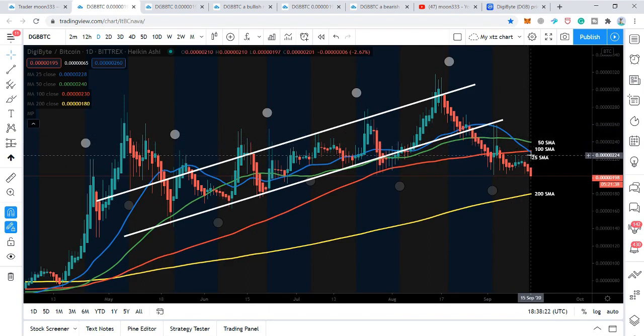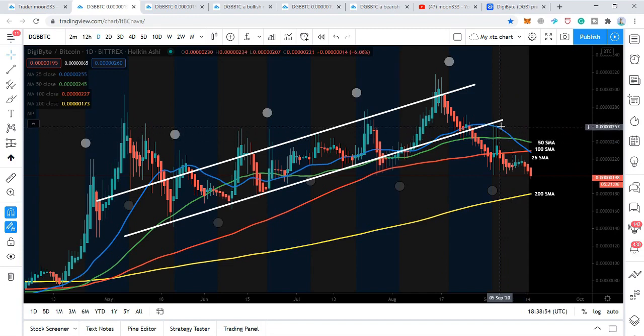At this time, it is also crossing down this 100 simple moving average. For the people who don't know, I would like to tell them that whenever the smaller time period moving average crosses up the bigger time period moving average, that is considered as a bullish or buying signal. And whenever the smaller time period moving average crosses down the bigger time period moving average, that is a sell signal, or that is also called a bearish signal. Among the traders community, they consider it as a sell signal.